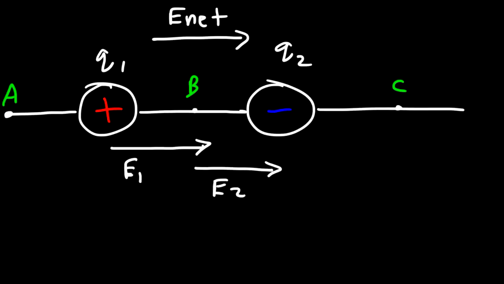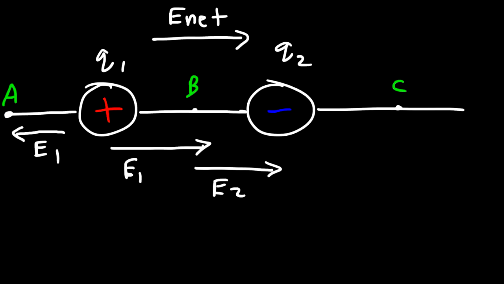Now let's focus on point A. The electric field at point A created by Q1 will be in this direction. So this is going to be E1. You need to draw it from the positive charge to the point. Remember, the electric field created by any positive charge always emanates away from the positive charge.